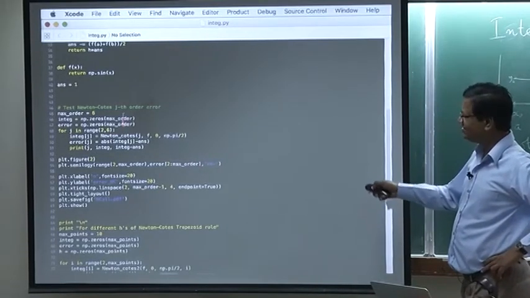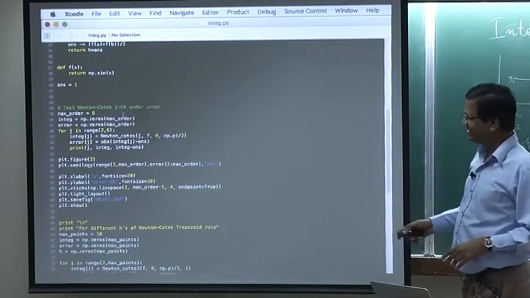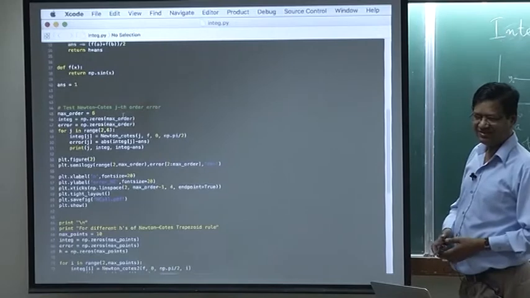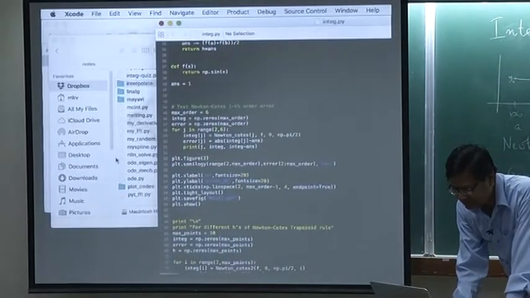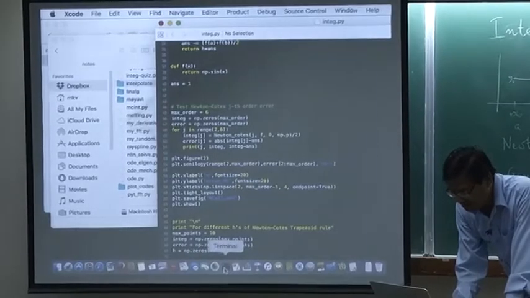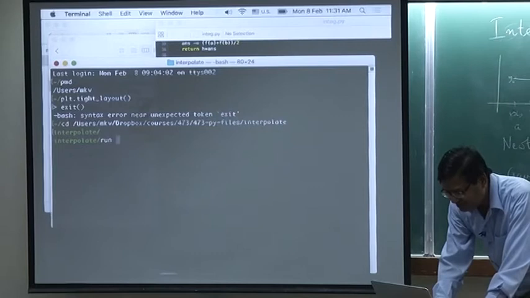So if you just run this, shall I run it, or I can show you the figure plot. Okay, let's run it. It will give 2 plots, but first let me just run this.